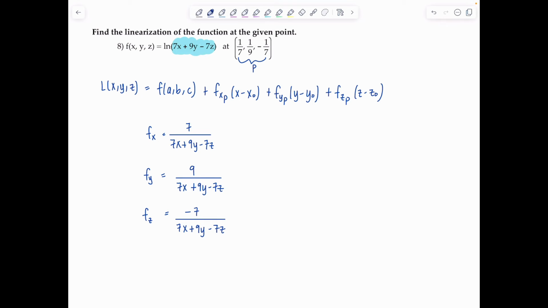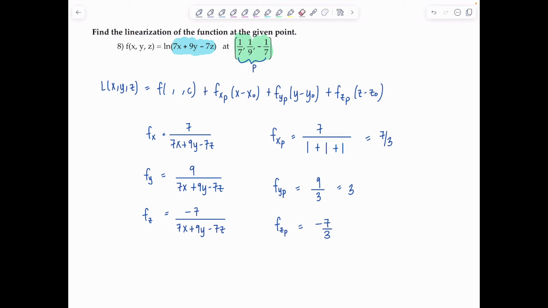And then now let's evaluate them all at the point P. So f_x at P is going to be 7 over 7 times 1/7 is 1, 9 times 1/9 is 1, and negative 7 times negative 1/7 is 1. So this is 7/3. Similarly, f_y at P, I always think of TikTok now. f_y at P, okay, 9/3, which is 3. And then f_z at P is negative 7/3. And then the only other thing I need is f of a, b, c.